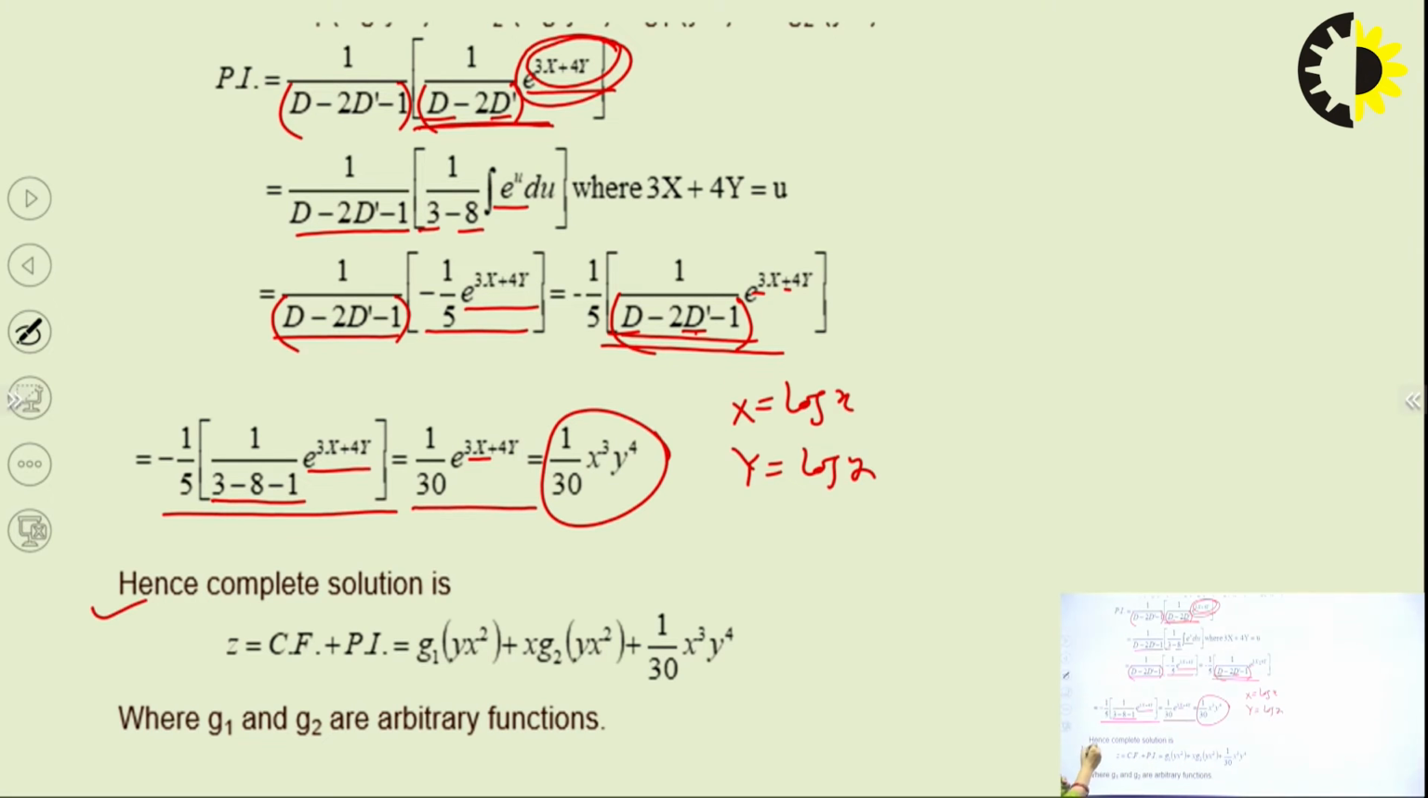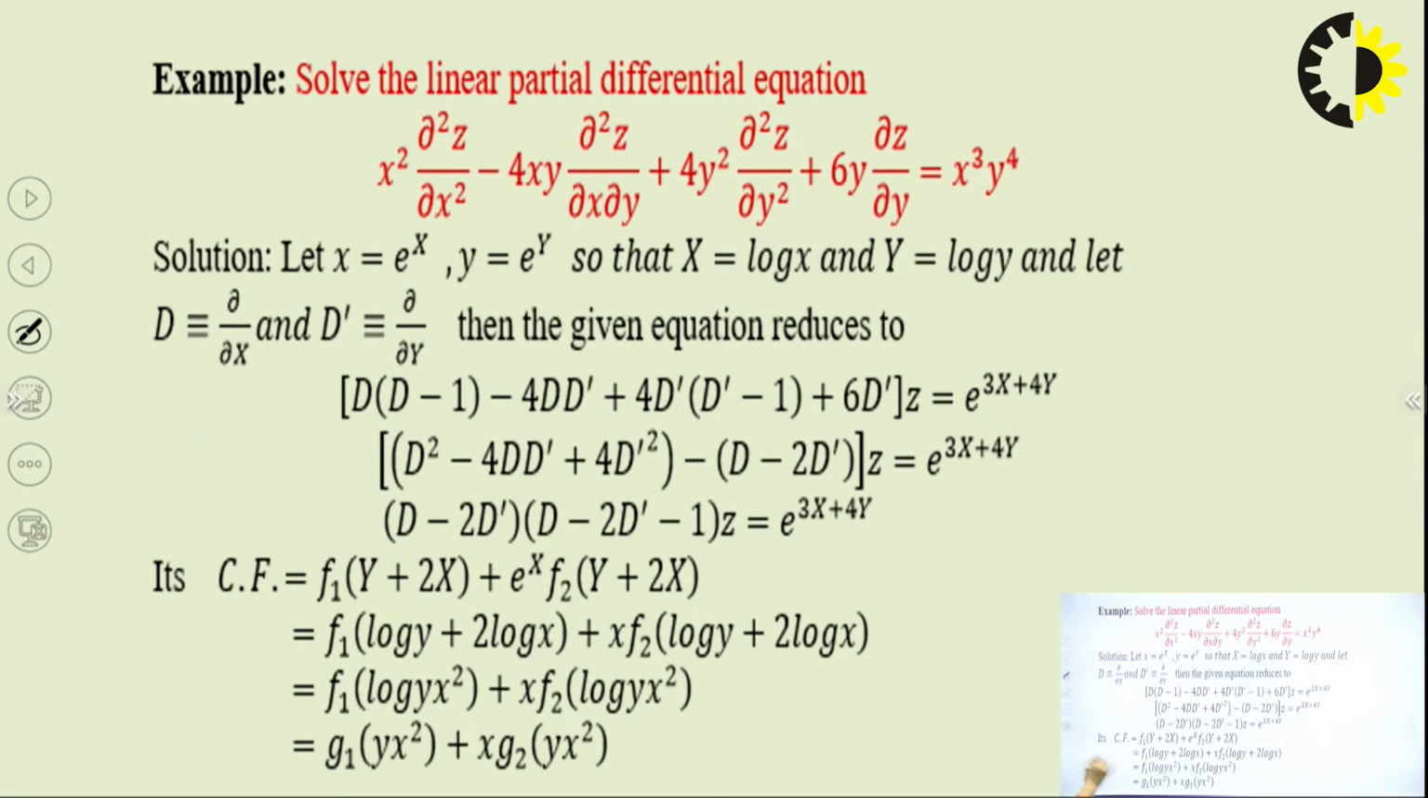Hence, the complete solution is z is equal to CF plus PI, and this will be g1(y x square) plus x g2(y x square) plus x cube y to the power 4 upon 30. Now, how did we get this? Please see here that the complementary function was g1(y x square) plus x g2(y x square).